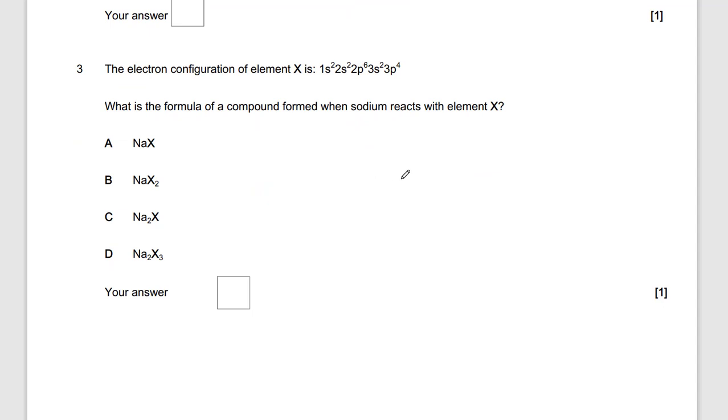Element X has a configuration, 1s2, 2s2, and so on, up to 3p4. What's the formula of a compound formed when sodium reacts with element X? So just a quick bit of reminder then. You have a periodic table in the exam, so use it. Okay, sodium is in group 1. Because it is in group 1, it will form a +1 charge.